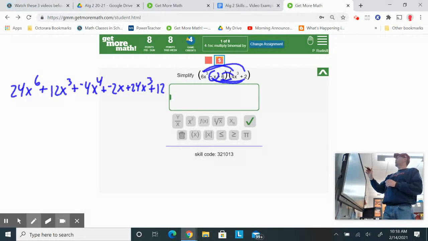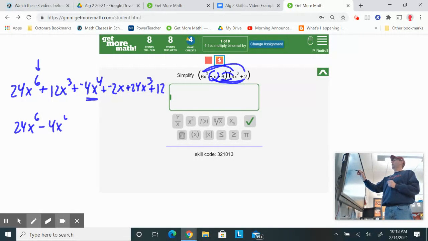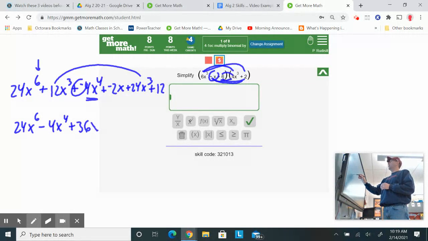I have powers, x to the 6th power. So there's only 24 of those. I write that first because we'll write these in descending powers. I have an x to the fourth term. That's the only one I have of those, I believe. Yep. So I write negative 4x to the fourth. I could keep it as plus the opposite. Don't have to. Now I have x cubes. I have 12 of those, and 24 gives me 36 x cubes.